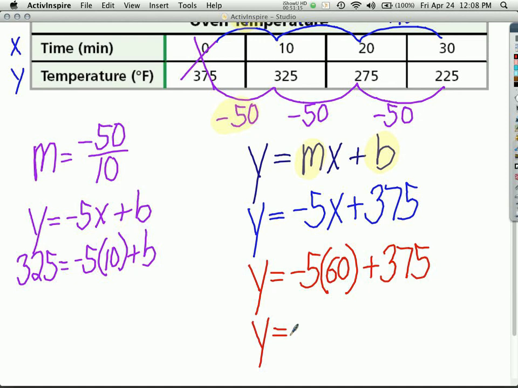So, my math superstars, what does it come out to? Tristan? Sean, you agree? Yes. With what? What did he say? 75. That's true, he did. So it'll be 75 degrees Fahrenheit after an hour. Anyone have any concerns about how he used the function?